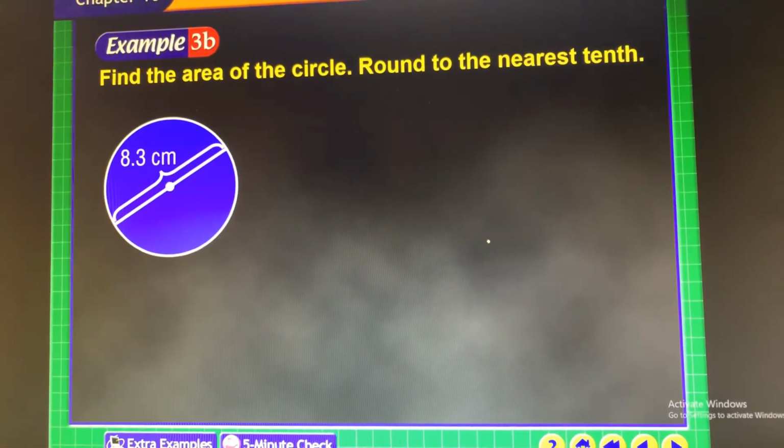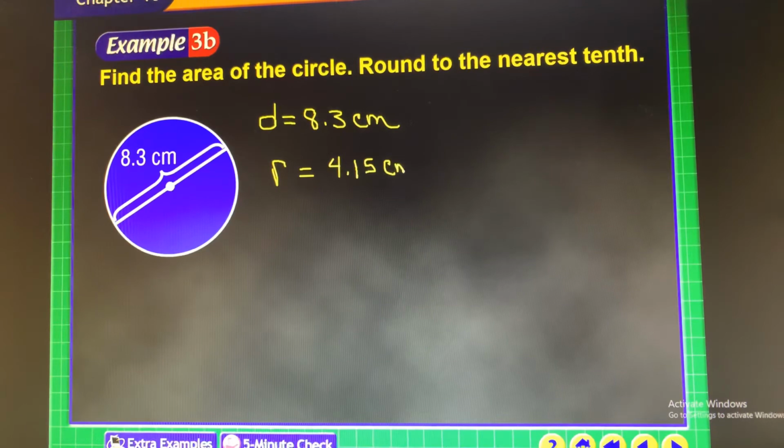Here we have our circle again, but this time they give you, yep, you got it, the diameter. So I have diameter is equal to 8 3/10 of a centimeter. I don't want the diameter, I want the radius. So take your diameter and do what? Right, cut it in half. So when you cut that in half, you get 4 1500ths centimeters.